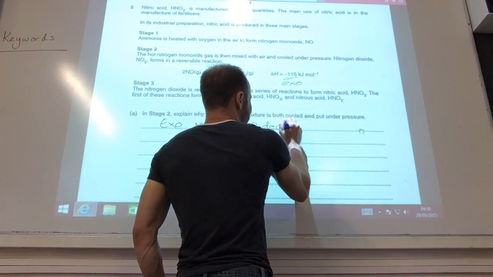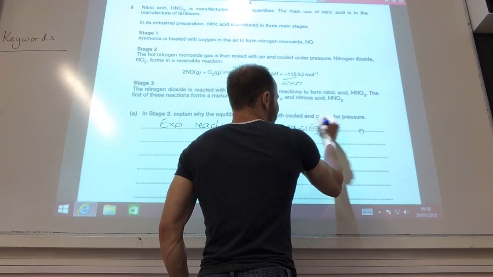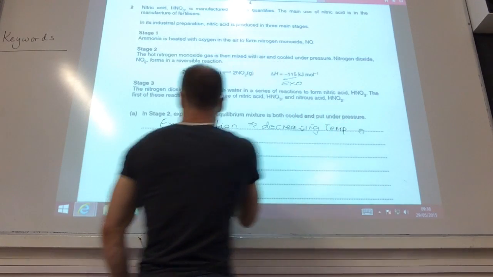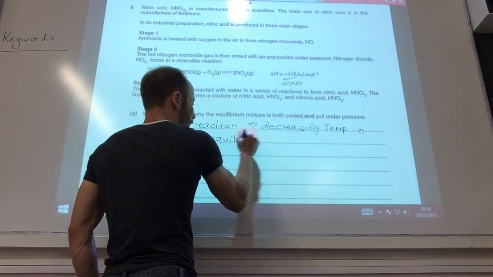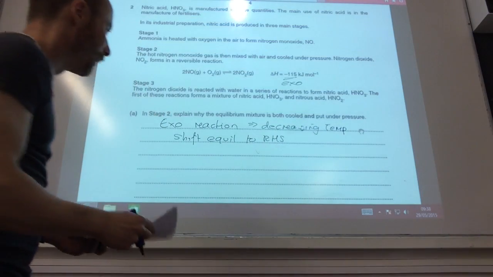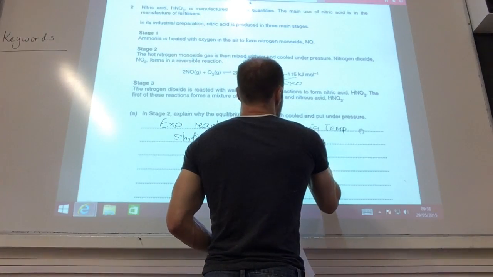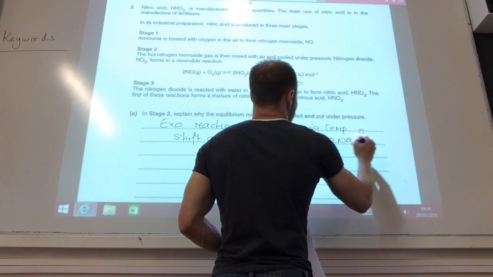So, first thing, exothermic reaction, therefore decreasing temperature shifts equilibrium to right-hand side, and therefore I make more NO2 produced.